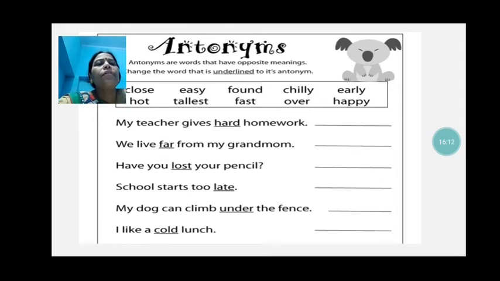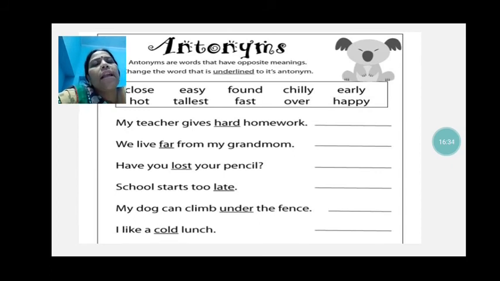Then, we live far from my grandmom. Opposite of far is near. So we will write, we live near my grandmom. Have you lost your pencil? So you can write here, have you found your pencil? Lost, found. School starts too late. Opposite of late, early. The school starts too early.